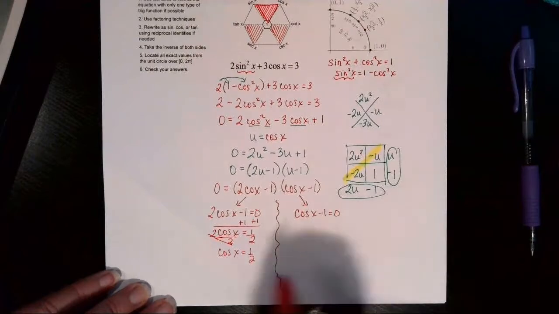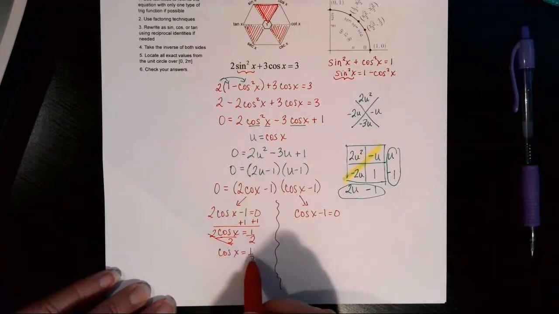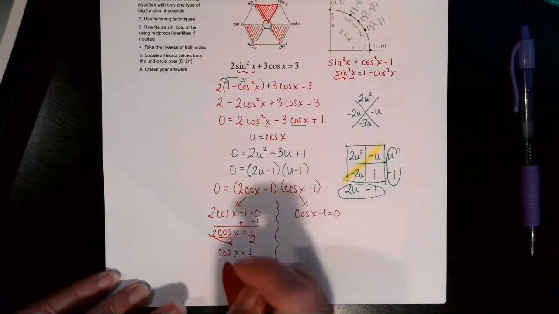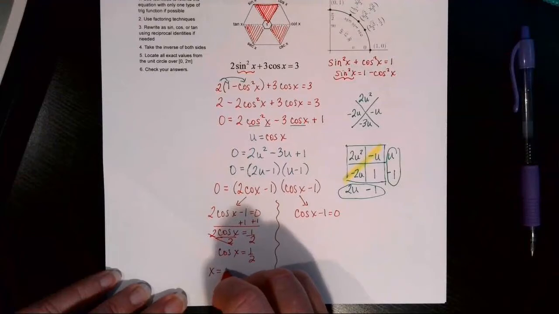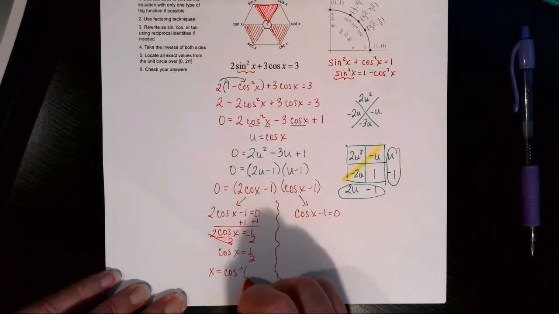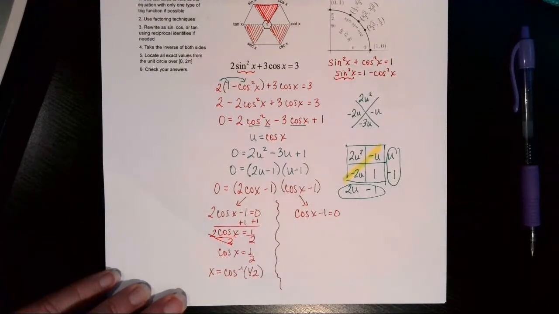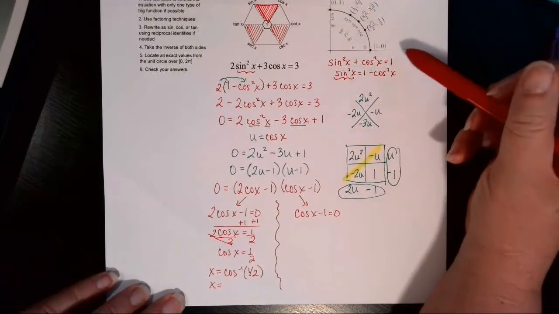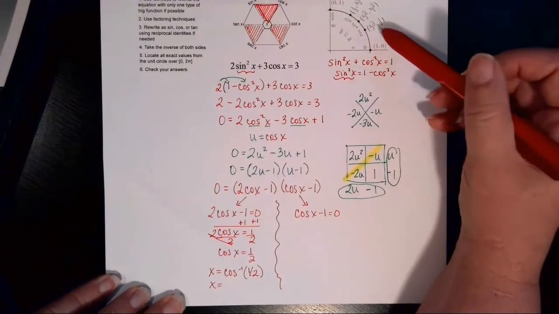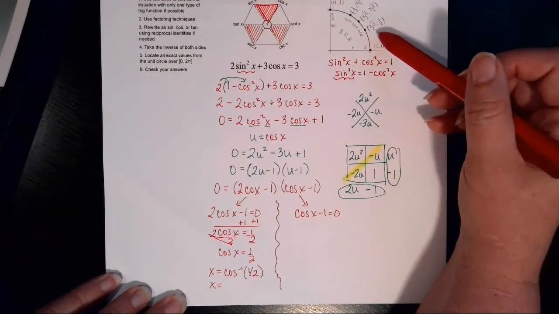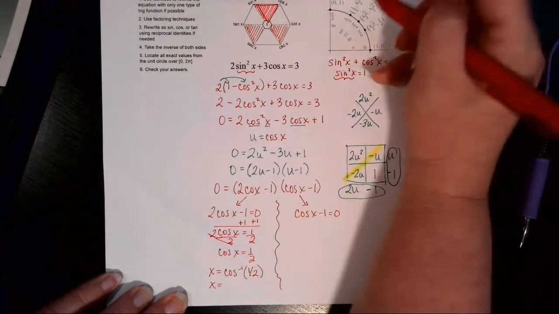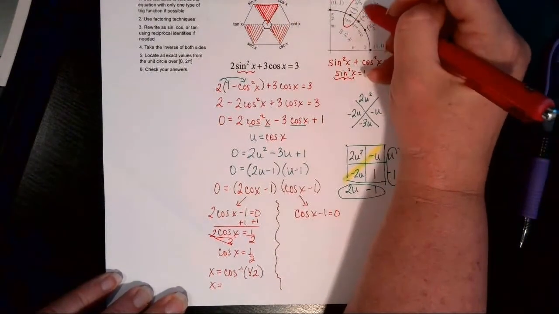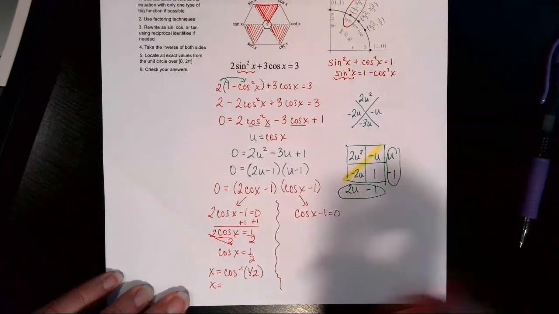So when we want to get the x by itself, we need to do the inverse operation to both sides. So x is equal to the arc cosine, or the inverse of cosine, of 1/2. So we want to find all of the angles on the unit circle where the cosine, which is the x-coordinate, is a positive 1/2, and that would occur here in the first quadrant at pi over 3.